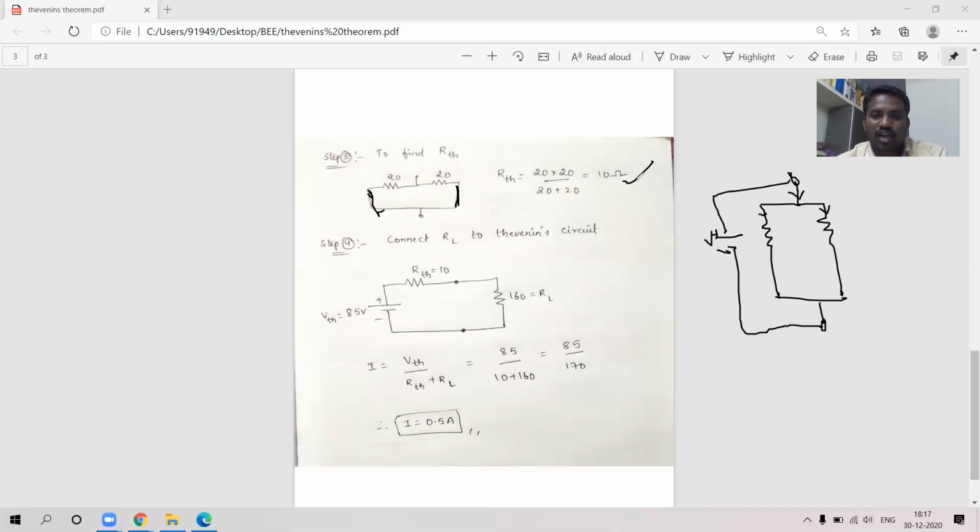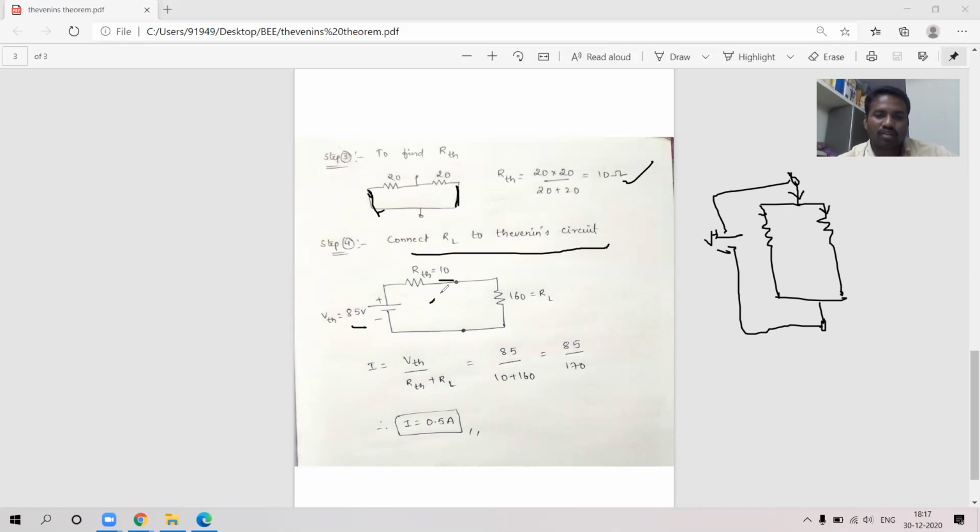Then we got RTH and we got VTH. What you have to do? RL is removed in step 1, which is temporary, not permanent, that RL we need to connect to the Thevenin's equivalent circuit. What is Thevenin's equivalent circuit? Single voltage source in series with Thevenin's resistance. So what we got? VTH is 85 volts and RTH is 10 ohms. So this is the circuit we got.